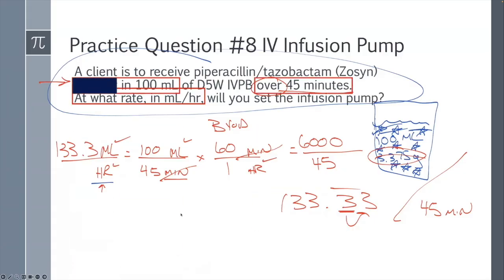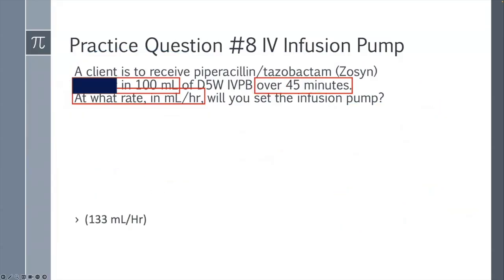Right. So again, we do not need that 3.375 grams. It's out of there. We don't need that. It's in the exact same bag as the fluid. So that 100 milliliters over 45 minutes, that's what we're actually going to solve for. Okay, and there's our 133. Okay. We'll figure that out. And on to the next.